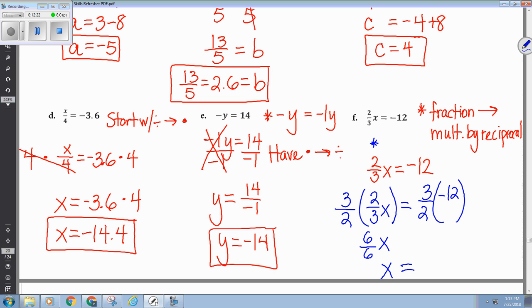Equals. -12 is not a fraction, so we're going to force it to be a fraction. And then we multiply that. 3 times -12 is -36. 2 times 1 is 2. -36 divided by 2 is -18. So your answer is -18. So again, it's a little bit more involved, but as long as you pay attention to what you're doing, you're going to be just fine.